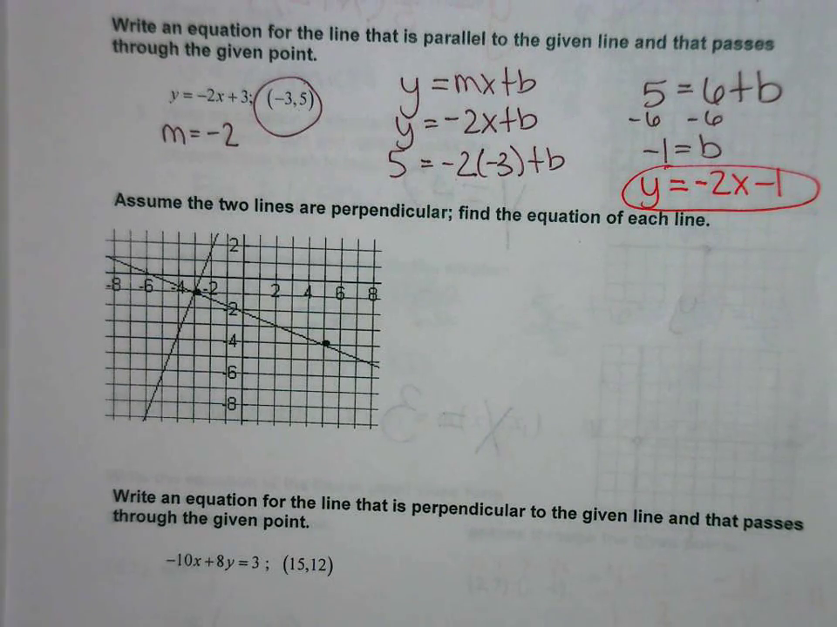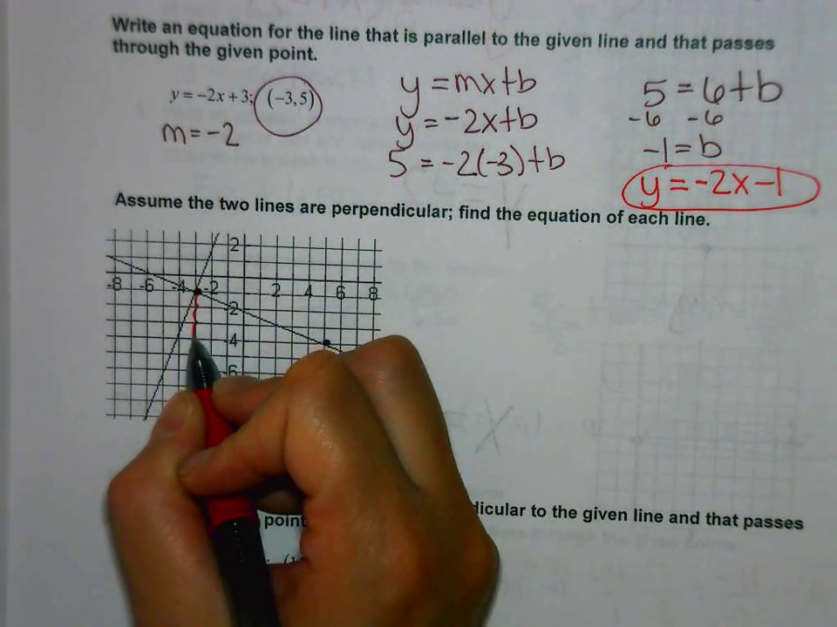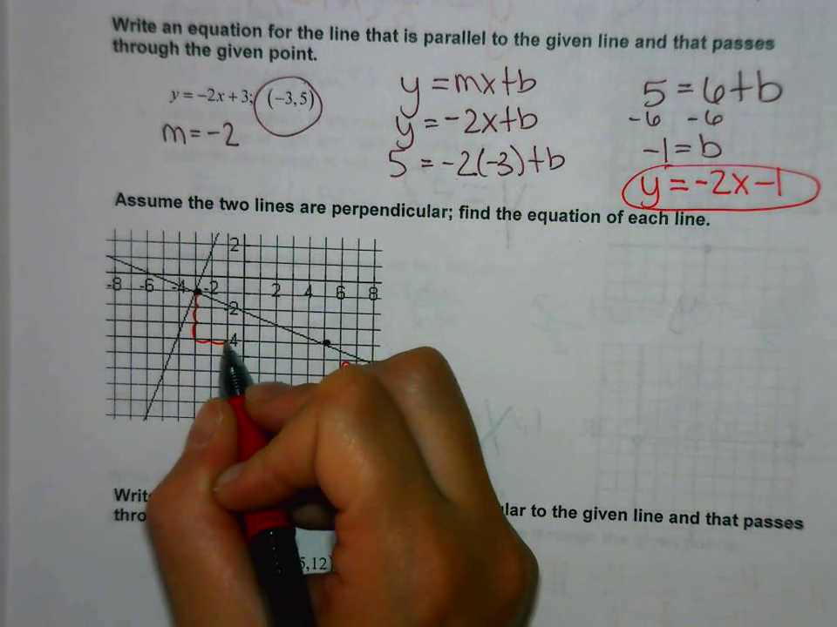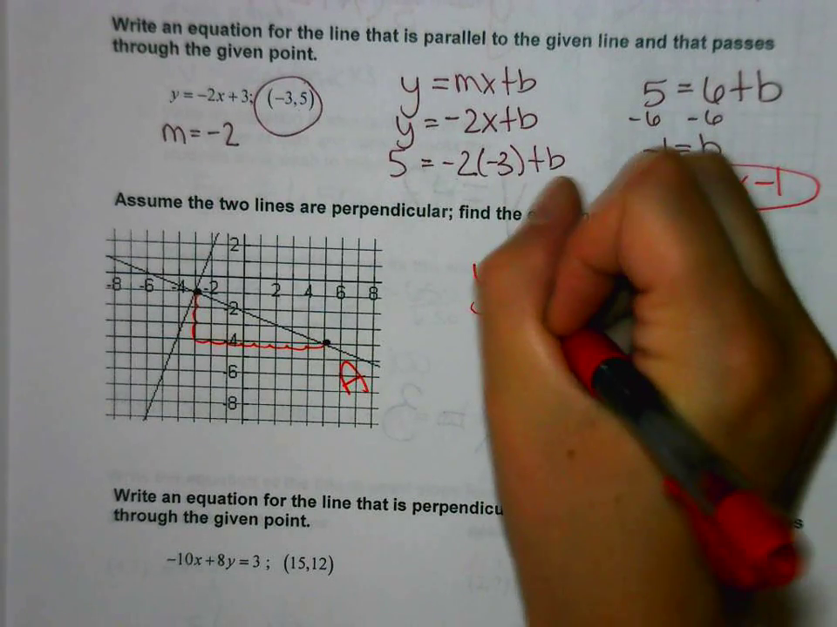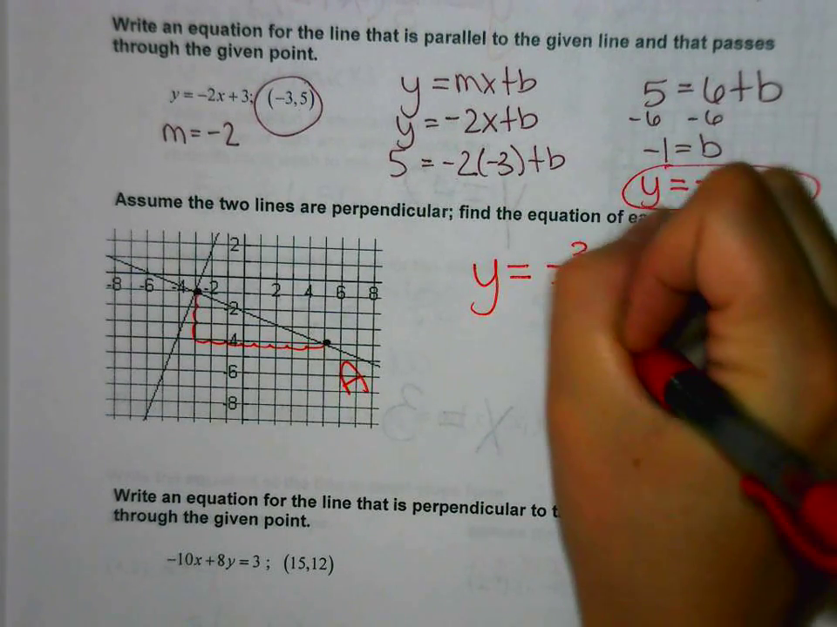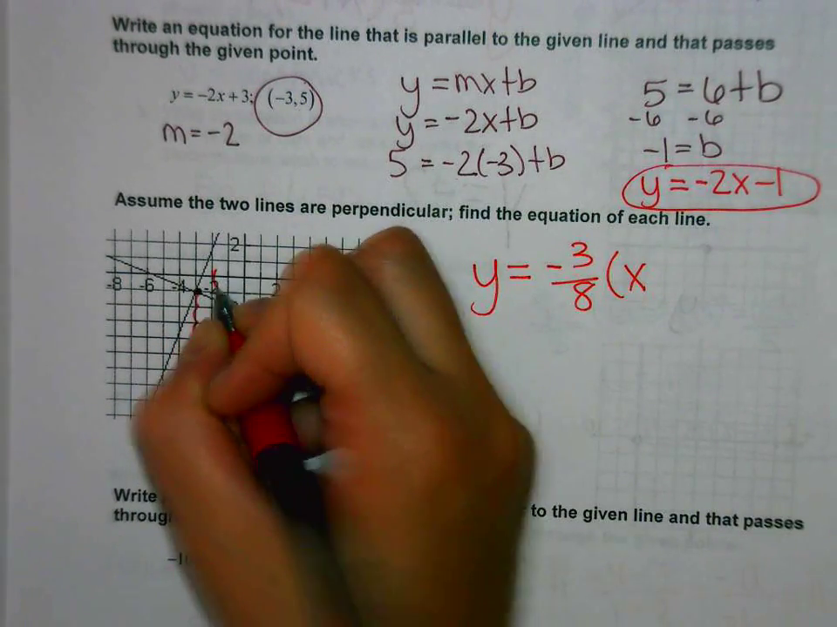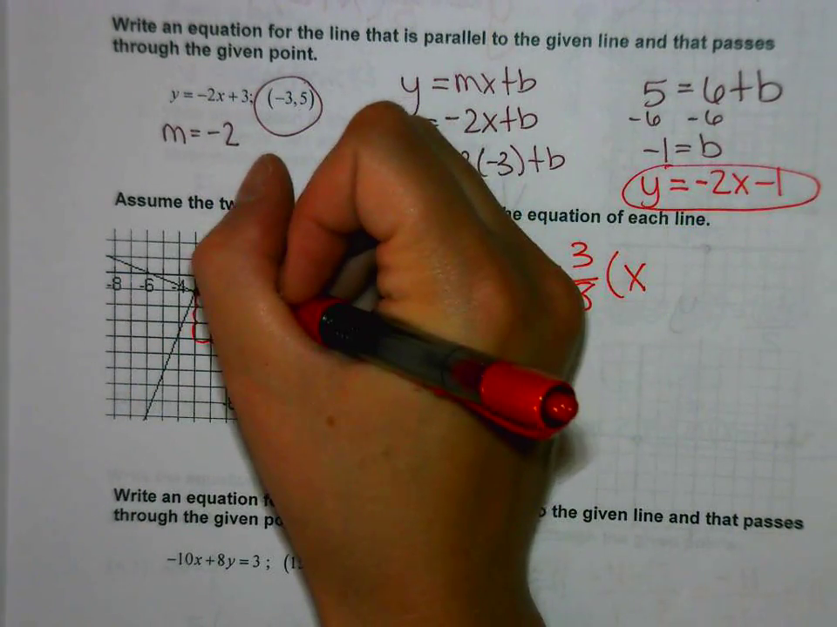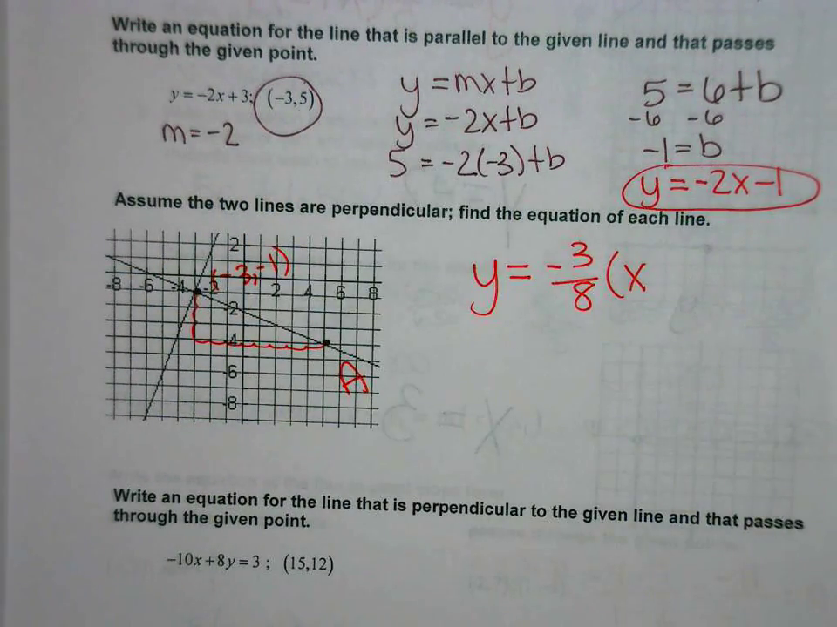Alright, we're going to assume the two lines are perpendicular. Let's find the equation of each line. So this will be A. Let's first find our slope. So we're going 1, 2, 3, and over 1, 2, 3, 4, 8. So y equals, we're going down 3, so it's slope of -3/8 x, and we're looking at this point, which is -3, -1. So we have x plus 3 minus 1.